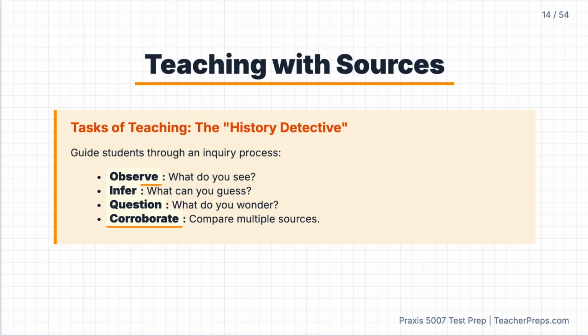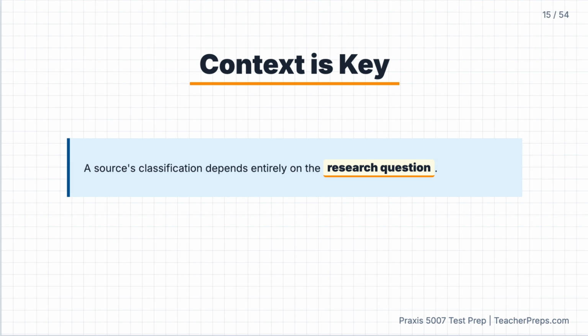All right, now for questions on teaching with sources, remember to engage students as history detectives. They always love it when I present that in the social studies classroom, because it engages our students. So what we want to do is guide them to observe, infer, question, and collaborate with each other, and also corroborate the sources that they find through the research process. Now, on exam day, look out for questions that test this nuance.